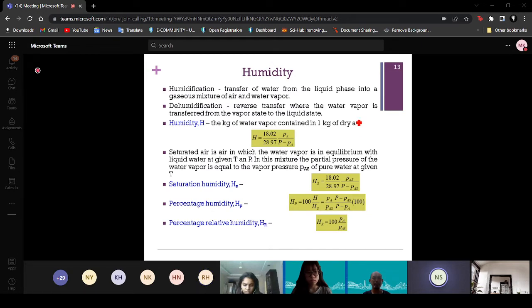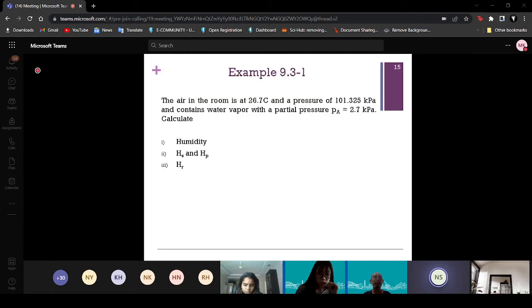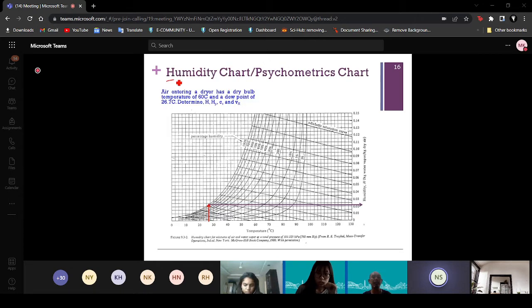Here. Okay, this is the equation. If you want to find the humidity using the equation, or even saturation humidity or percentage humidity. Alternatively, we can get the humidity using the humidity chart. Okay, so we're going to learn here.